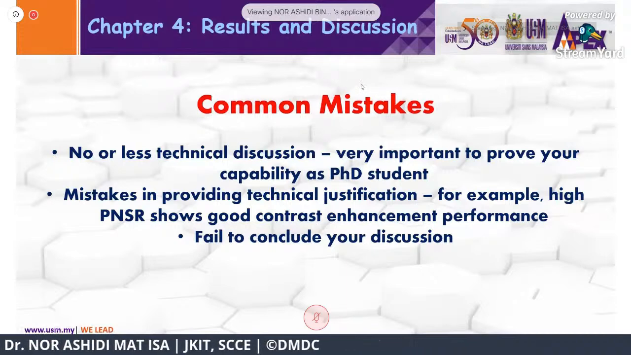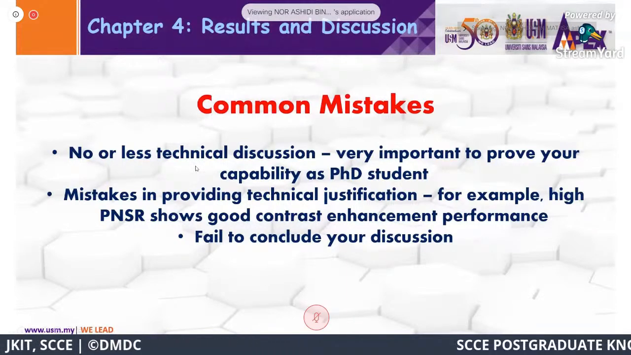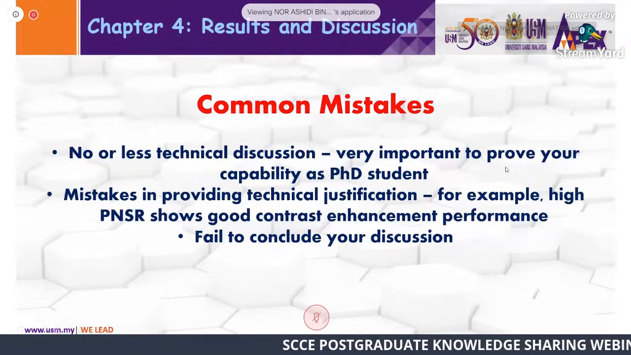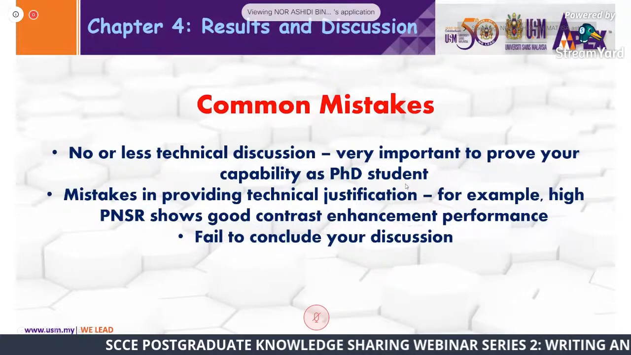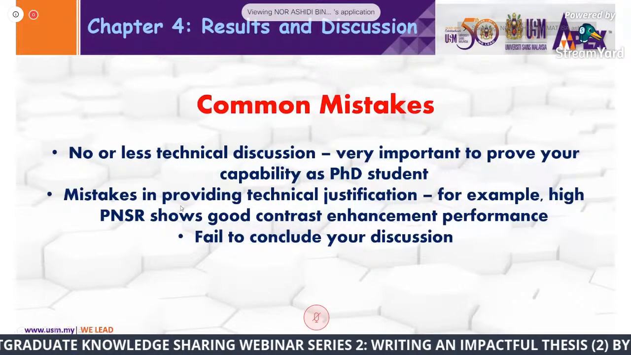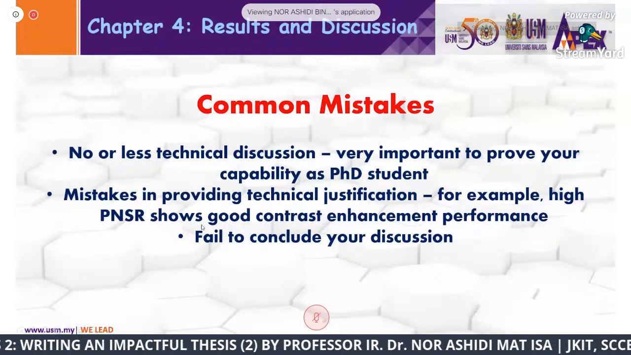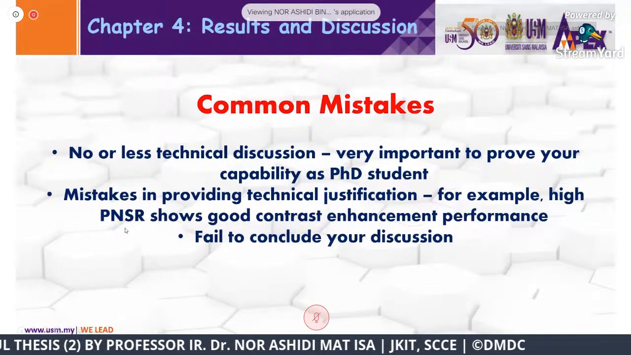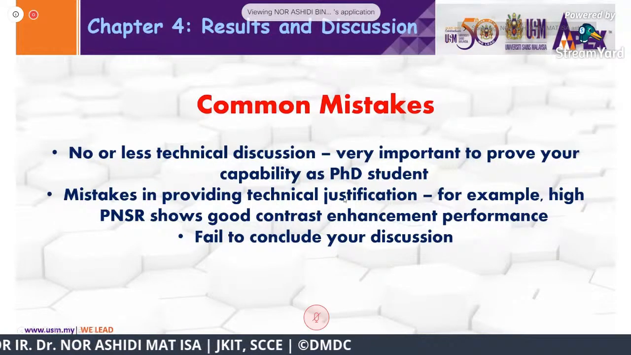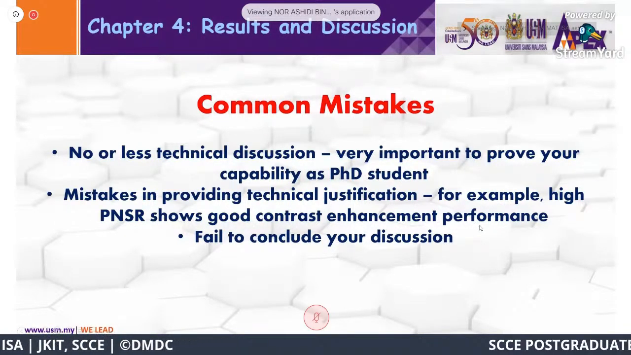Okay. A common mistake for PhD students is no or little technical discussion. It is very important to prove your capability as a PhD student. Okay. Another mistake is in providing technical justification. For example, saying that high PSNR shows good contrast and sound performance. PSNR actually is not used for good contrast and sound performance.